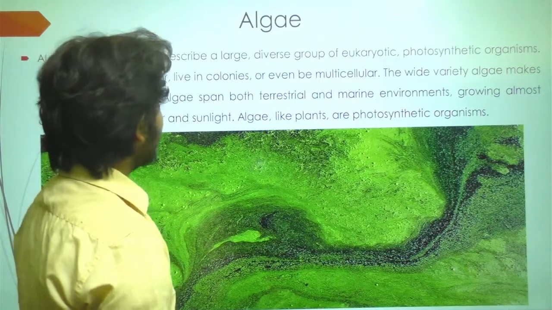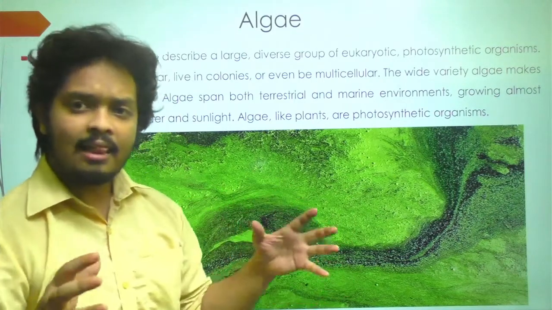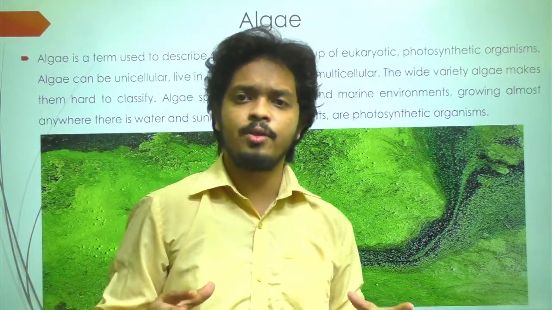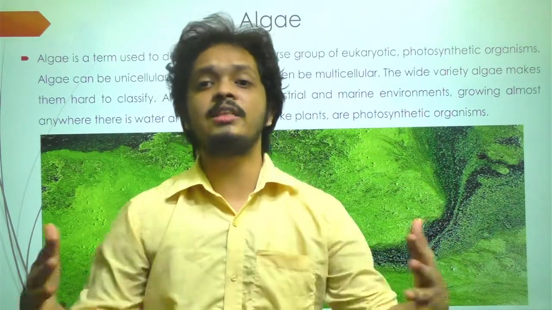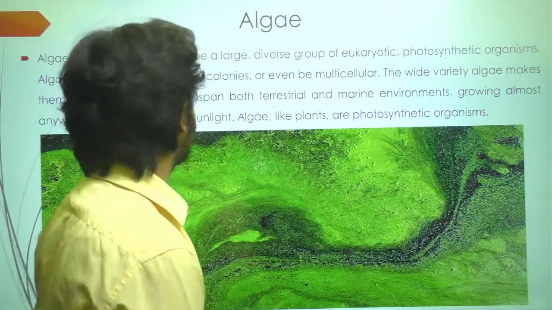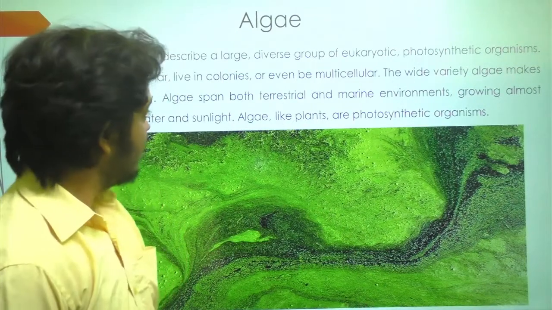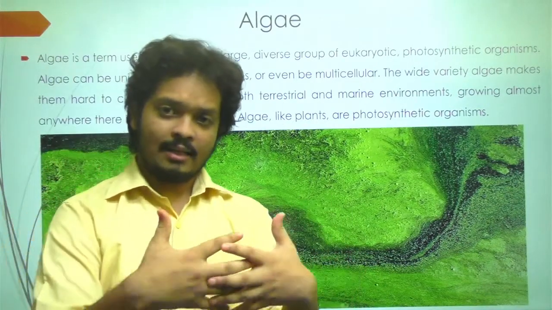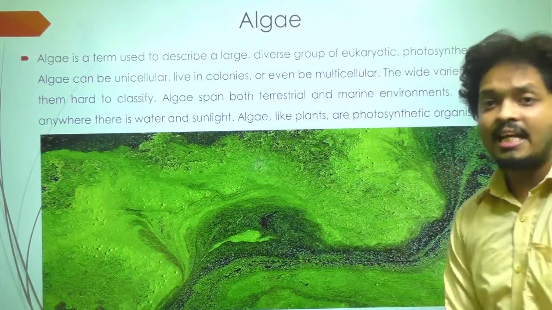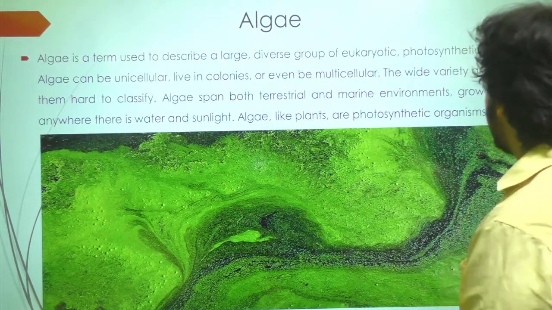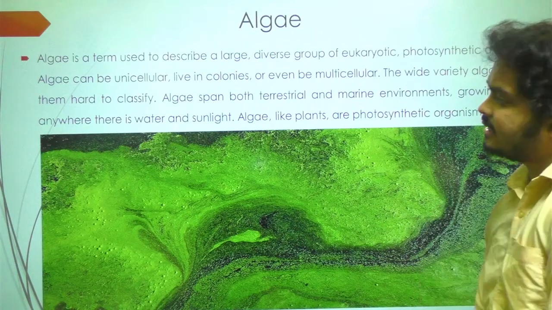Now, it's a large diverse group. Algae is a large diverse group. You can't really say that they are unicellular or multicellular. There's a huge diversity present. Algae can be unicellular and start to live in colonies, or they can even be multicellular. The wide variety of algae makes them hard to classify.